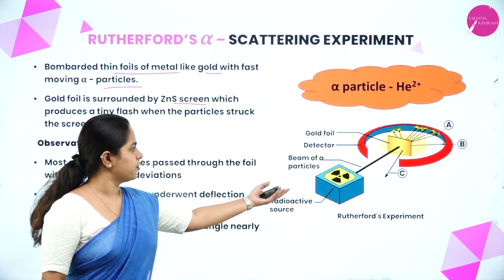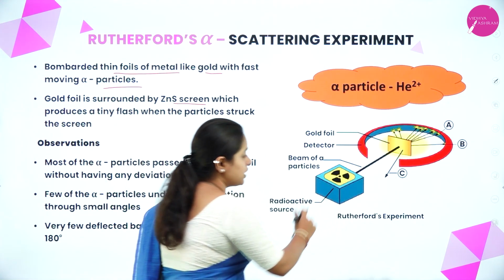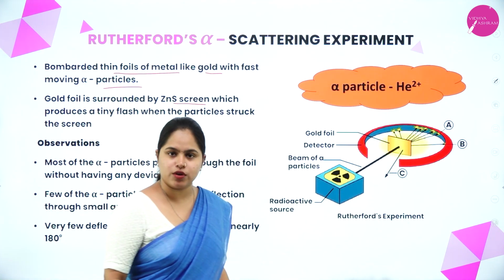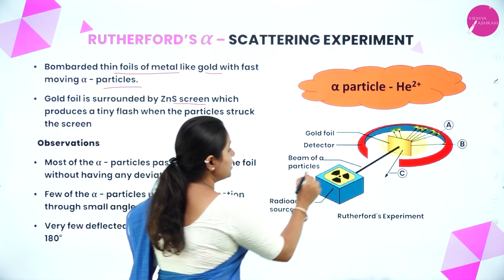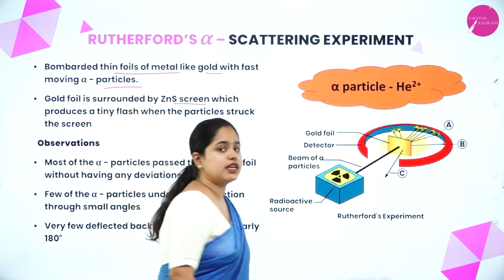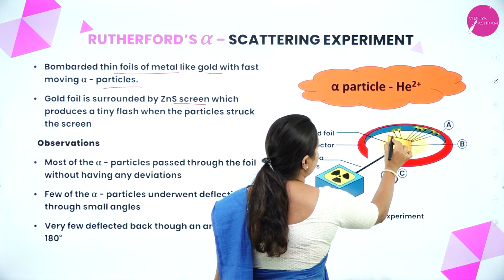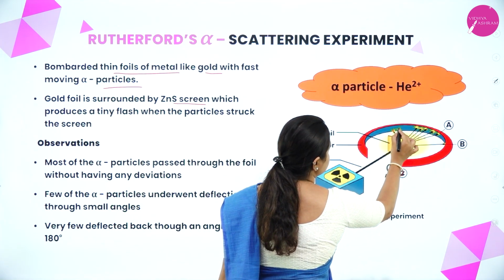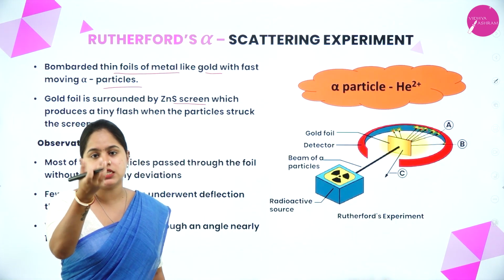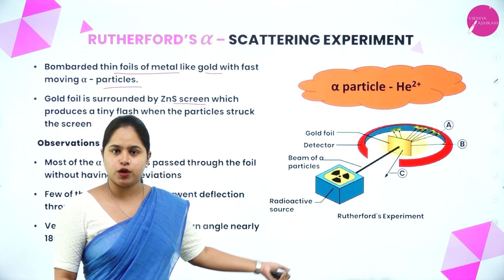You can see the diagram here. From a source, alpha particles are being directed to a thin sheet of gold. Once it reaches the gold foil, the alpha particles will deviate in random directions. When the alpha particles deviate and touch the zinc sulfide screen, a tiny flash is produced. You can see a spark there in the picture. I hope you understood.